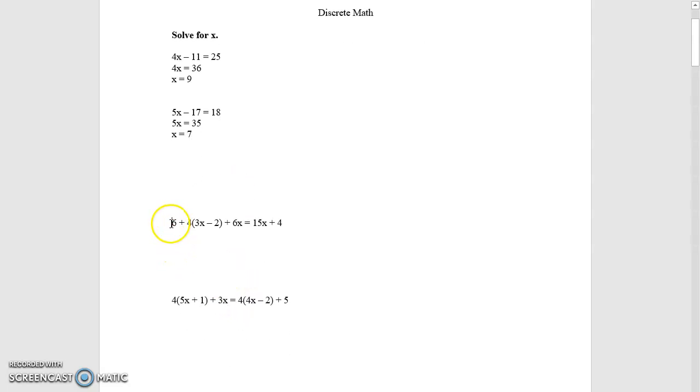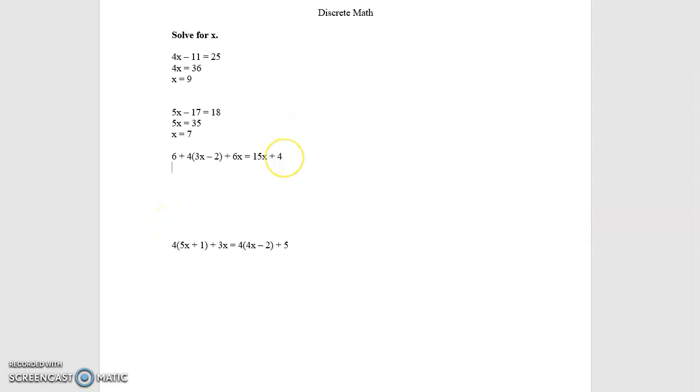Now the second two problems, obviously a little more complicated. My first step is to distribute, and we only distribute the 4 to the 3x minus 2, the parenthesis it's outside of. So 12x minus 8 plus 6x equals 15x plus 4. I can't stress this enough. Make sure you are combining like terms first. So it becomes 18x minus 2 on the left side equals 15x plus 4 on the right side.